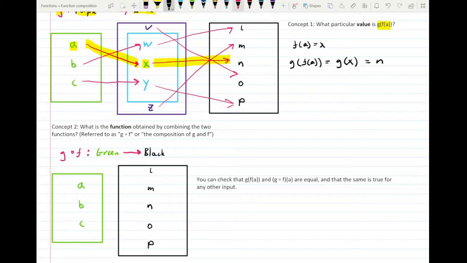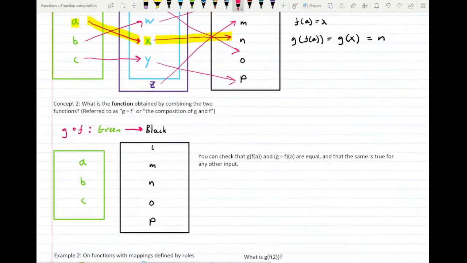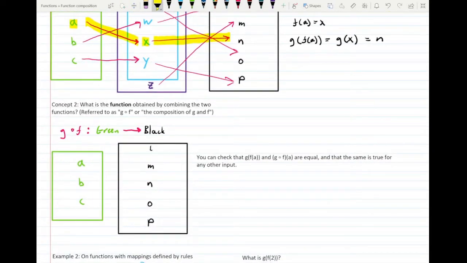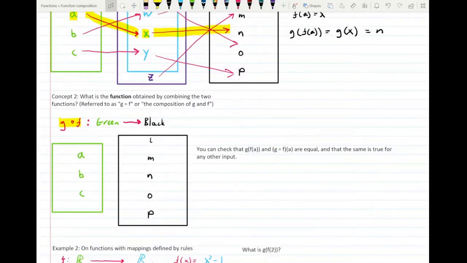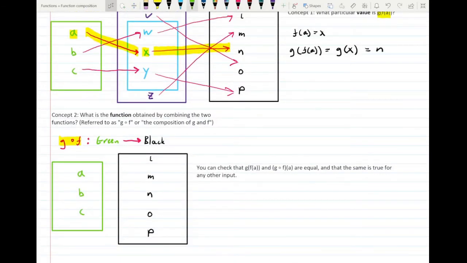And that's exactly what we're going to do with function composition. The formal way to write this combined action is g with this little circle called the composition symbol, f, and it's going to input from green, like f does, and output into black, like g does, skipping all these intermediate blue and purple spots.